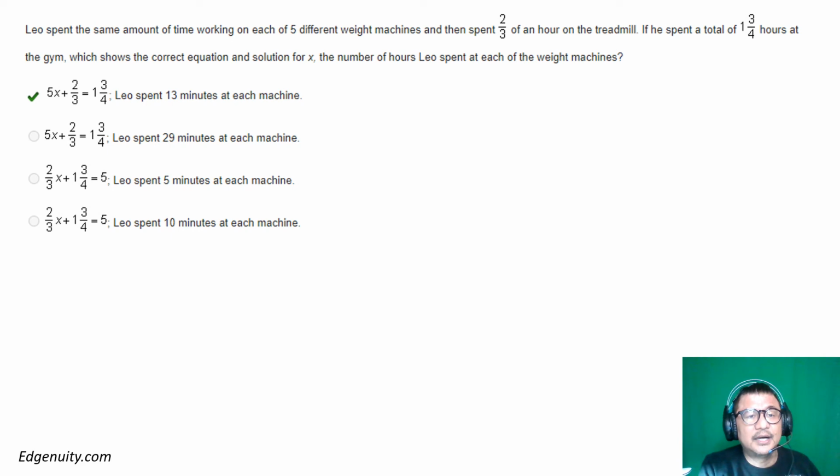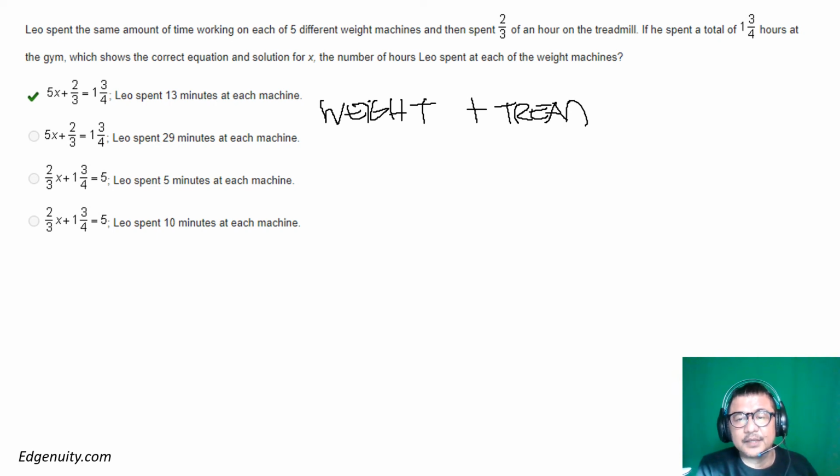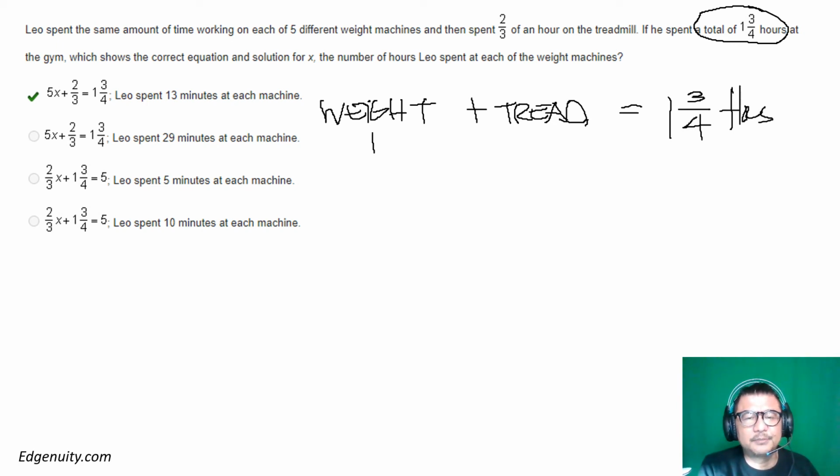Okay, so again, in the gym, he did weight machines, plus treadmill. Treadmill is the machine where you walk or run. And then the total hours spent is what? Total spent hours is 1 3/4 hours. Okay?